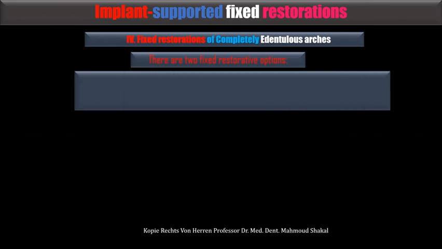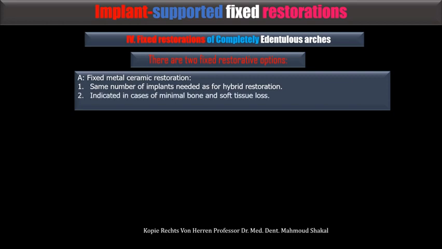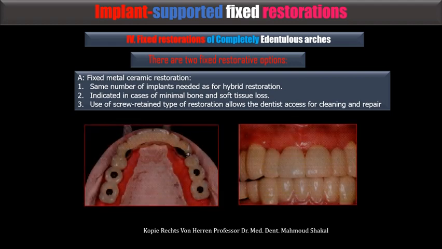With completely edentulous patients, there are two fixed restorative options: fixed metal ceramic restoration, and, with a smaller number of implants, hybrid restoration, indicated in case of minimal bone and soft tissue loss. Use of a screw-retained type of restoration allows the dentist access for cleaning and repair, as you see here on the graph.